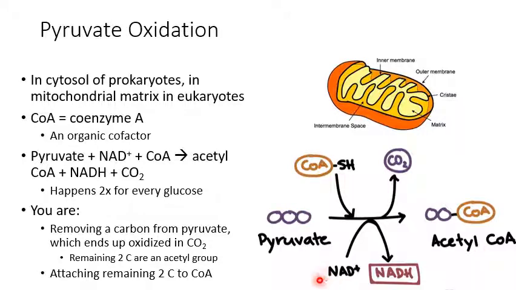At the same time, you are adding electrons to NAD+ to give you NADH. The carbon dioxide that you generate in this process is a waste product, so the cell is just going to get rid of it. The acetyl-CoA and the NADH are going to be useful later in cellular respiration. Oh, and then this figure here is just showing the basic layout of a mitochondrion. So the mitochondrial matrix is the innermost part of the mitochondrion, and that is where pyruvate oxidation would be occurring.